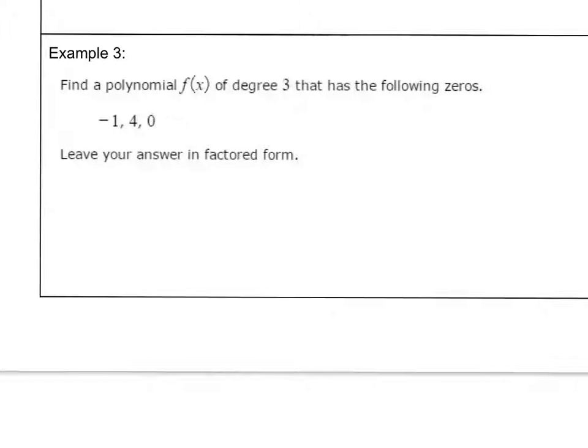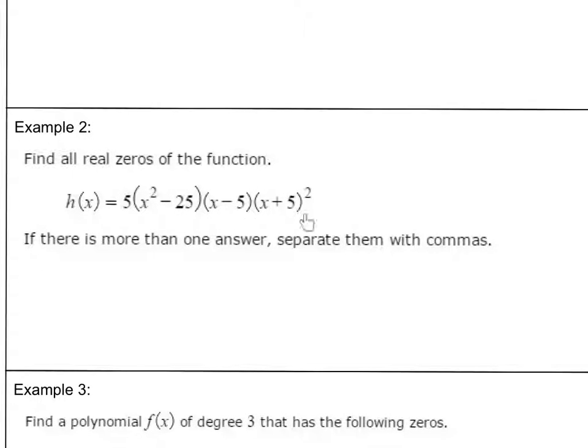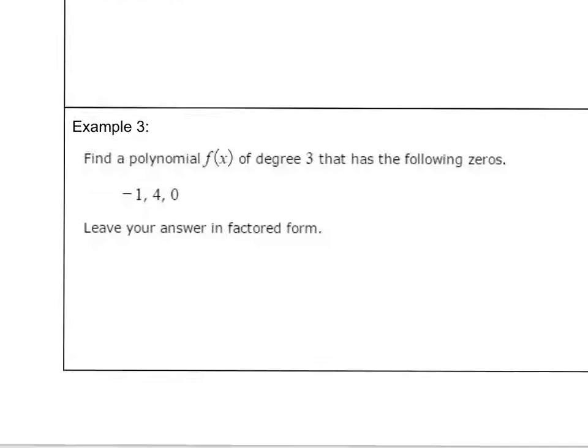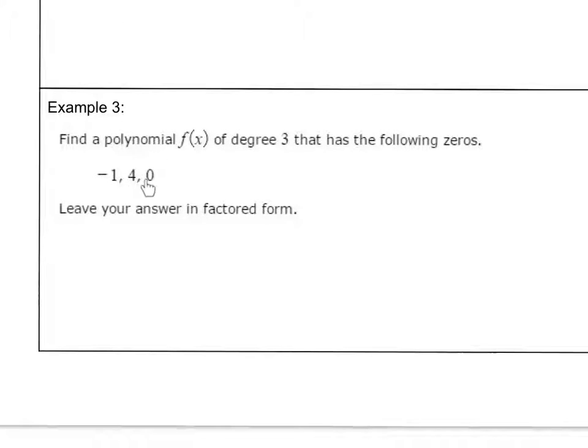So we're going to see our first really strong connection between the zeros of a function and the factors. As we saw in these previous examples, if I have a function in factored form, I can use those factors to find out the values of x that make it 0. I can use that idea backwards to use specific zeros to write a function.